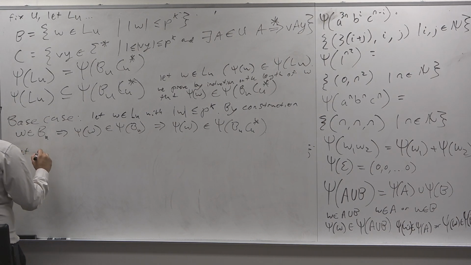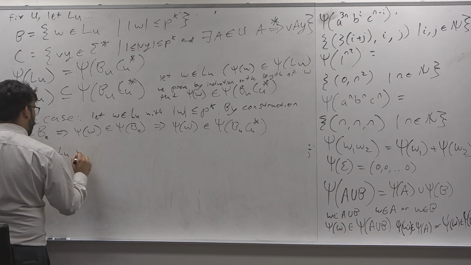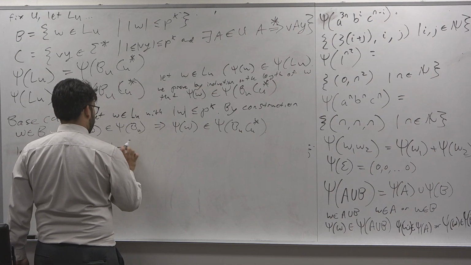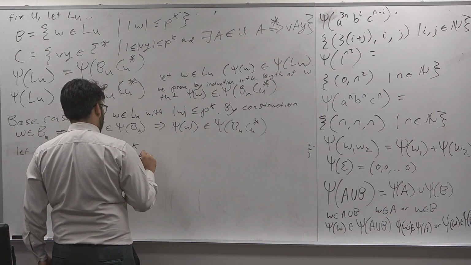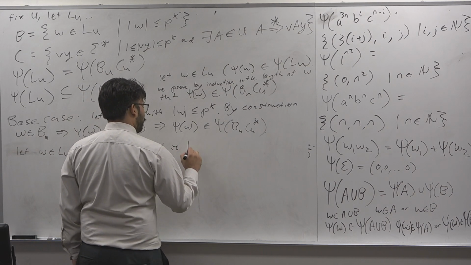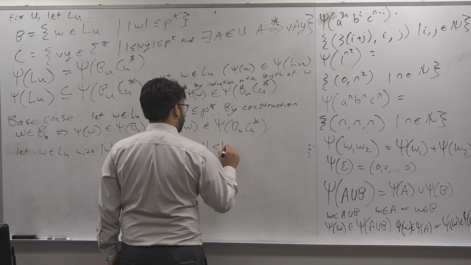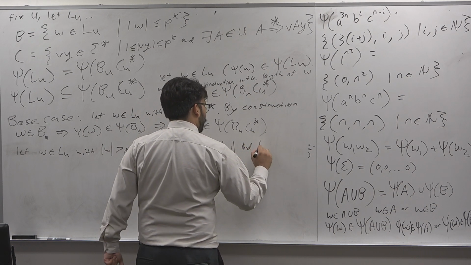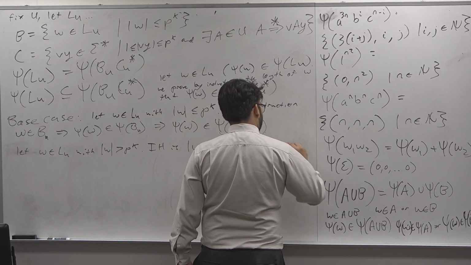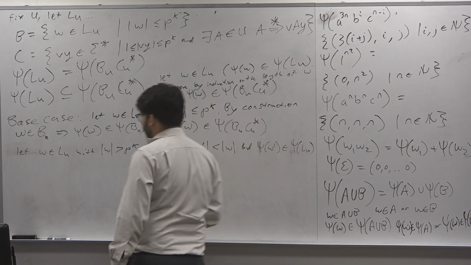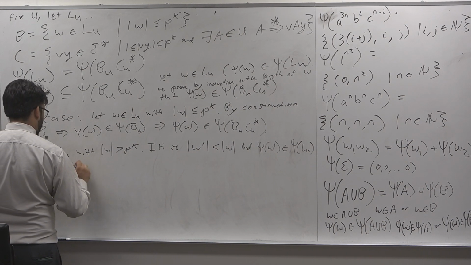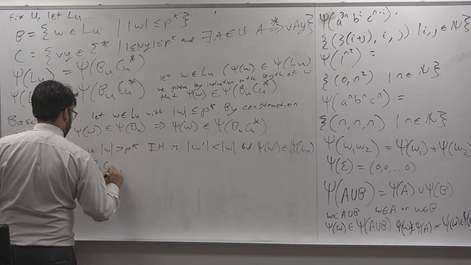Let W be an LU with the length of W exceeding, strictly, so perhaps, P to the K. Our induction hypothesis is if some W prime has length less than W and the frequency of W prime is in the frequency of LU, then the frequency of W prime is in the frequency of BU CU star.